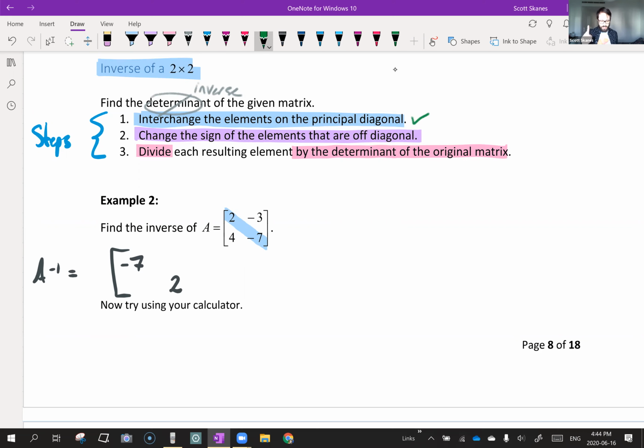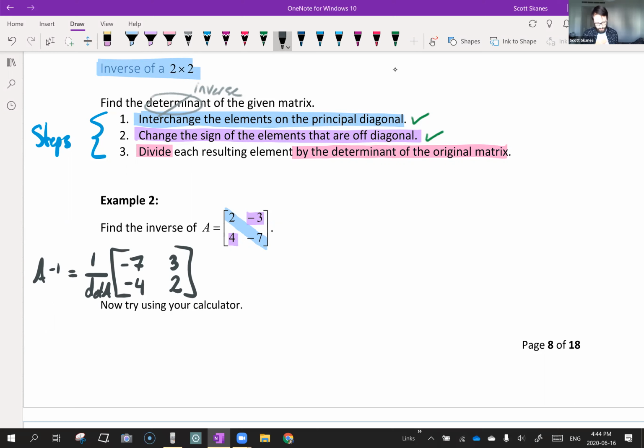Second step, change the sign of the elements that are on the off diagonal. So look at these elements here and change their sign. So we have -4 and we have +3. Okay, I've changed their sign. So yeah, Mohammed, you got it. And now it says divide each element by the determinant of the original. So I need to divide everything by the determinant of A.